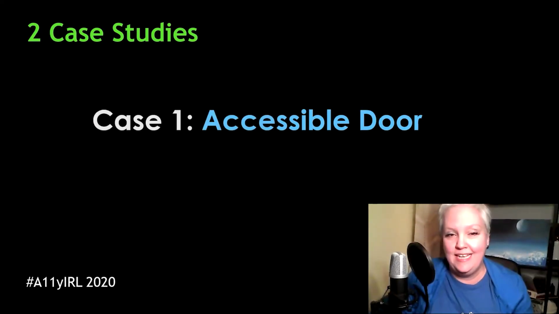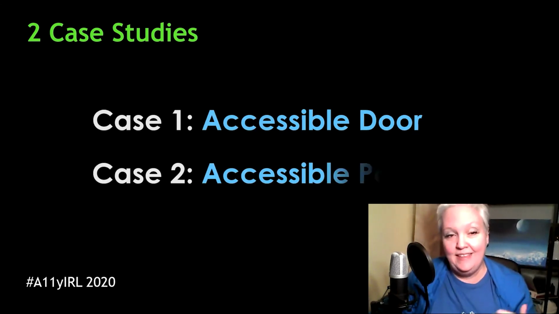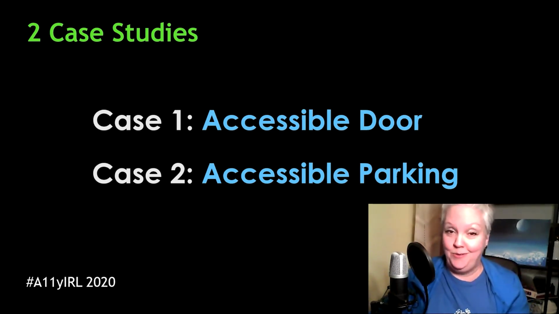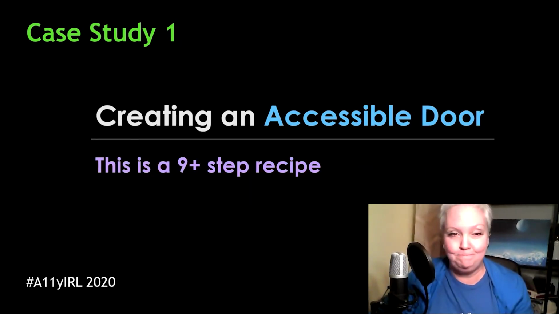So today I wanted to focus quickly on two case studies. I know they're not very sexy, but they do show the complexity of getting design right, and how many steps and things there are to think about. The first case study is: how do I create accessible doors? And the second case study is: how do we create accessible parking? Now, I'm not going to have time to do everything, but we're going to go over some of the big mistakes we see people make.